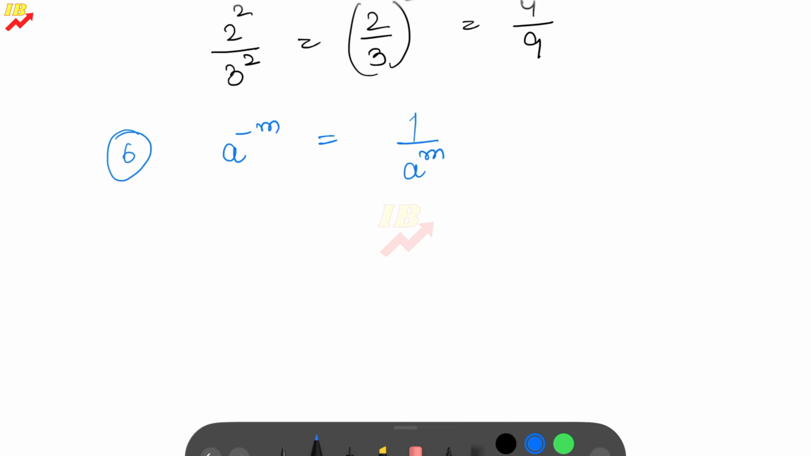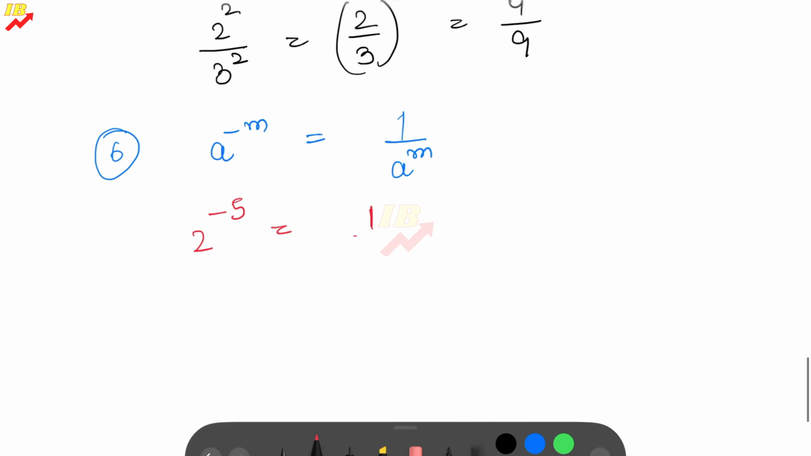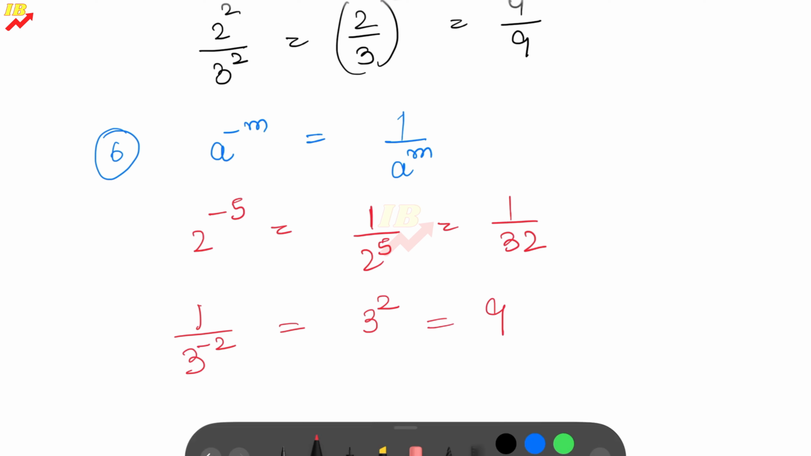Let's understand it better. If I'm writing 2 to the power negative 5 and I want to make a positive power, a positive index, I'll write it as 1 over 2 to the power 5, or 1 over 32. If I am writing 1 over 3 to the power negative 2, I have to reciprocate it again to make a positive index. So I'll take the 3 in the numerator, so it's 3 to the power 2 now. If it is in the denominator, you have to take it to the numerator. If it is in the numerator, you have to take it to the denominator to exchange the powers. So this is going to give you 9 as the solution.